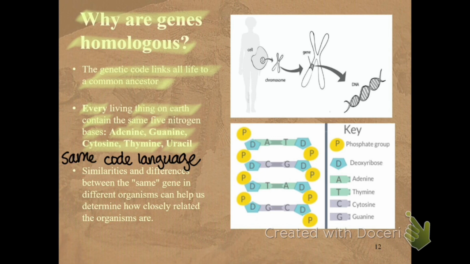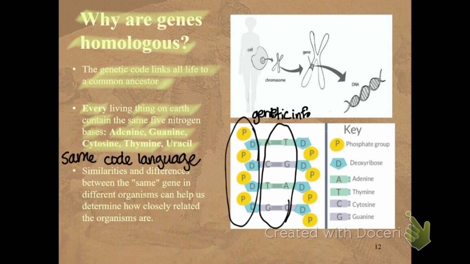Remember, when we're looking at DNA, this section here in the middle is our genetic information. Those are our bases. And then these things here on the side, my deoxyribose sugar and my phosphate, that is actually just the structural backbone of the DNA.